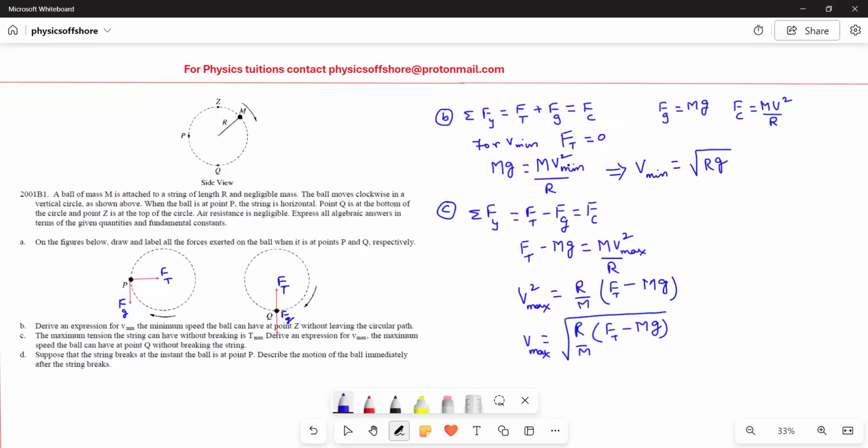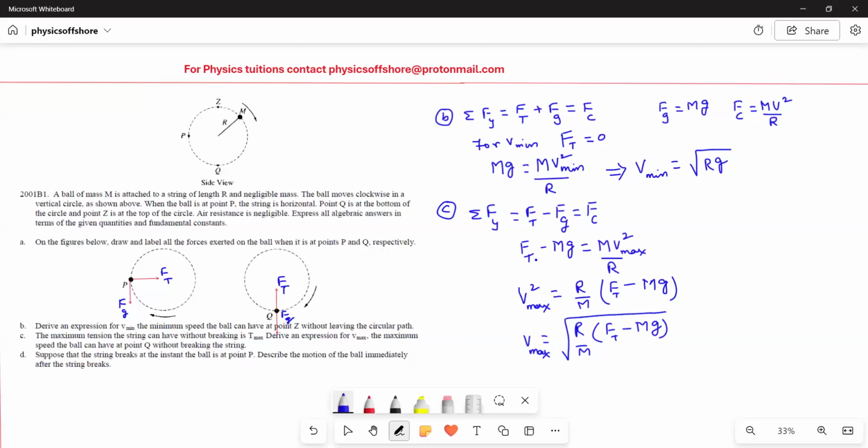Here, we put v minimum because we are asked to find the minimum speed, and we are writing the condition for that also. Substituting that here, we get the solution: v minimum is equal to the square root of rg. This is the expression for minimum speed.